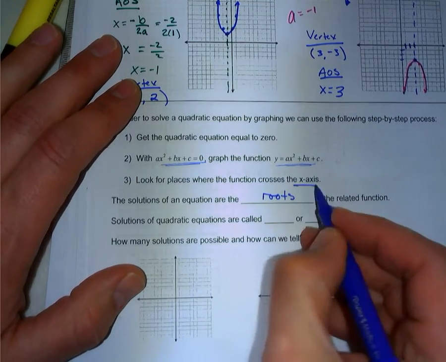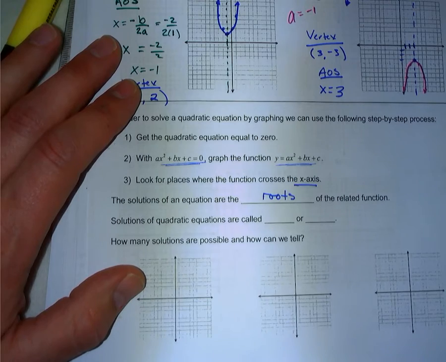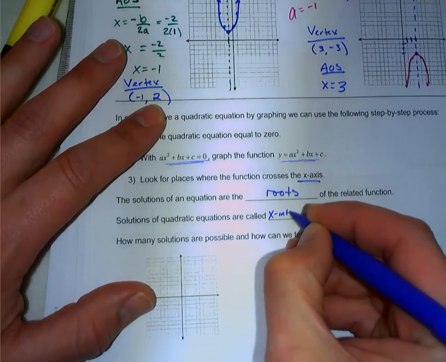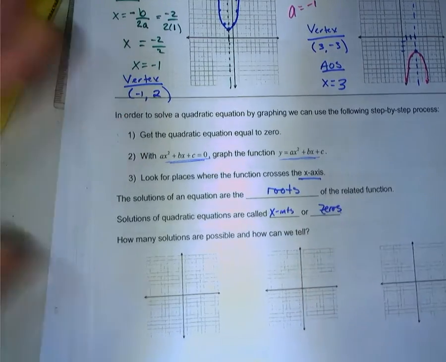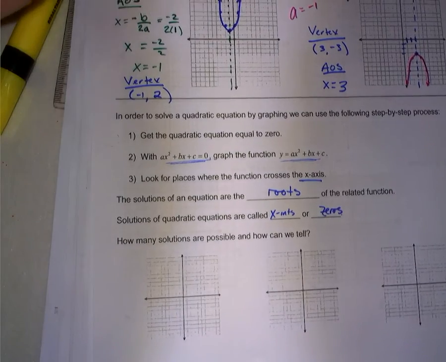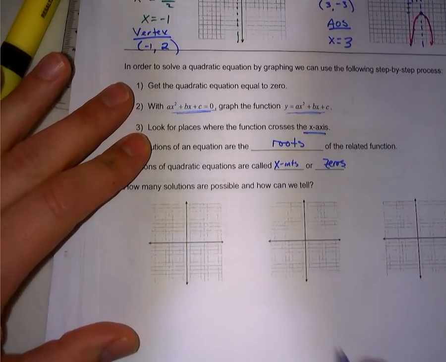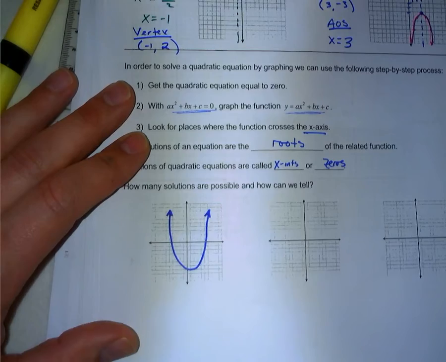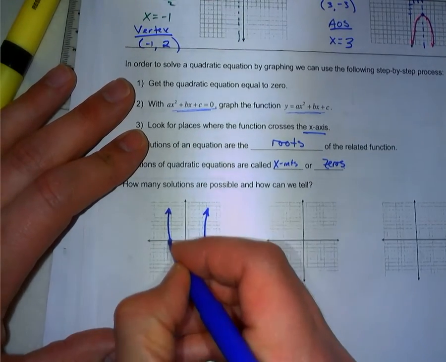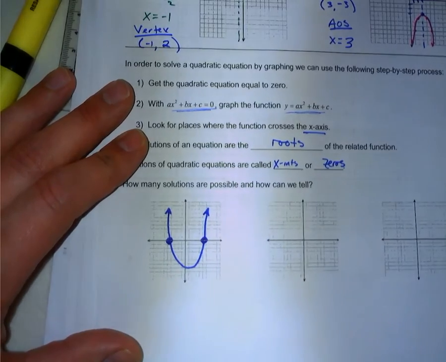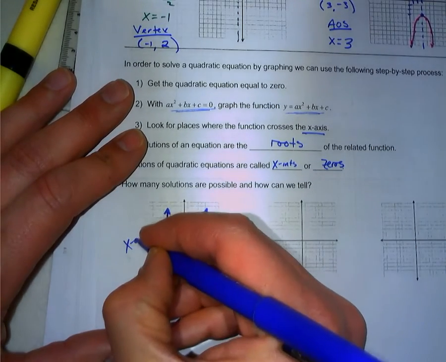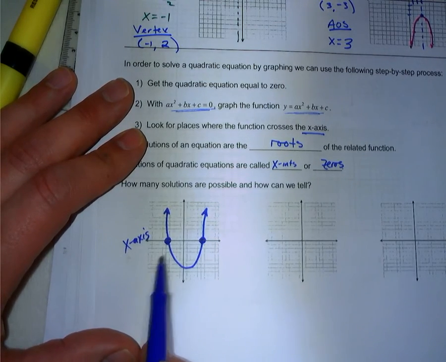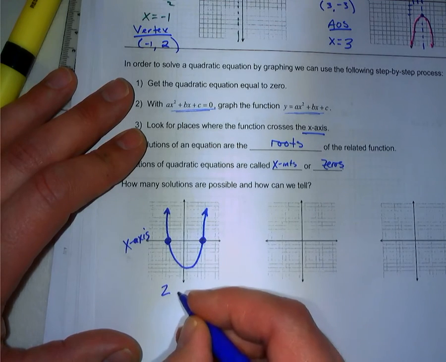So we're going to look at the x-axis. The solutions of a quadratic equation are called x-intercepts or the zeros of the function. How many solutions are possible? You might graph something, and we're trying to find out where this function is equal to 0. We're trying to find these intersections right there where it crosses that x-axis. Those are called x-intercepts, also known as zeros or roots. So there are 2 solutions here.